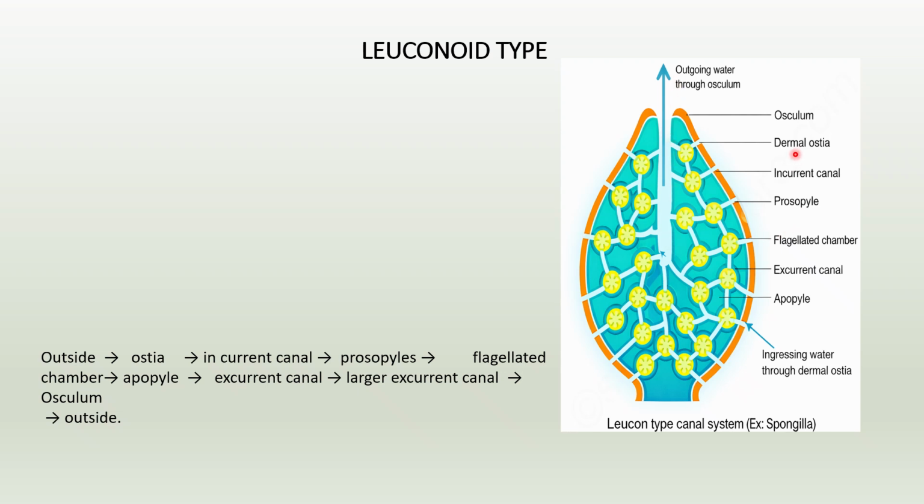Now water from the outside enters through the ostia, dermal ostia, and reaches the incurrent canal. From the incurrent canal through the prosopyles, they enter into the flagellated chambers, and from the flagellated chamber through the apopyles, they enter into the excurrent canal. And from the excurrent canal, they move to the larger excurrent canal, and then they enter the small narrow spongocoel, and from there through the osculum, the water is expelled outside. So this is the flow of water in the Leucon type of canal system.